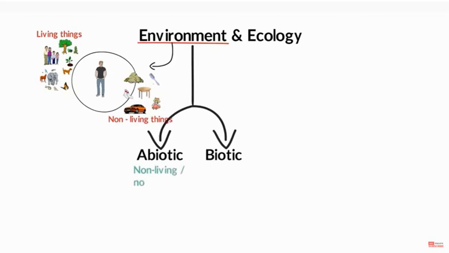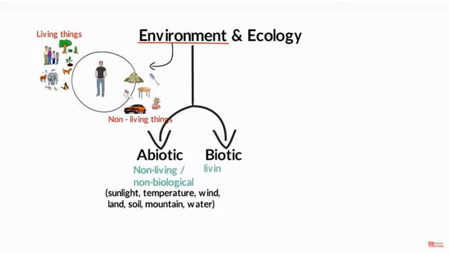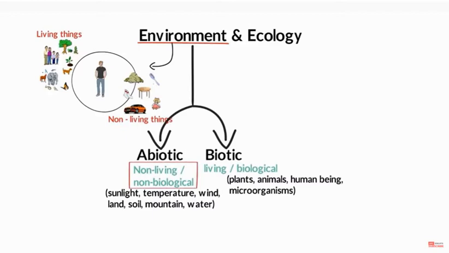Now, abiotic refers to the non-biological, non-living component of the environment, such as sunlight, temperature, wind, land, soil, mountain, water, etc. And biotic refers to the biological, living component of the environment, such as plants, human beings, animals, and microorganisms. So abiotic is the non-biological, non-living component part of the environment, and biotic is the biological, living component of the environment. Please remember this difference.